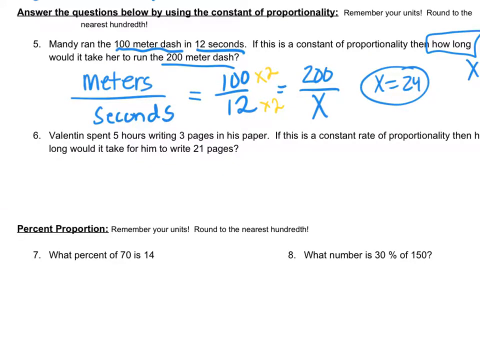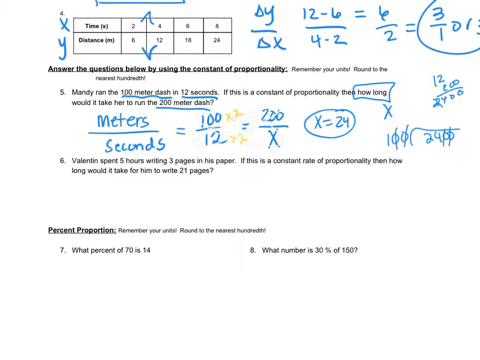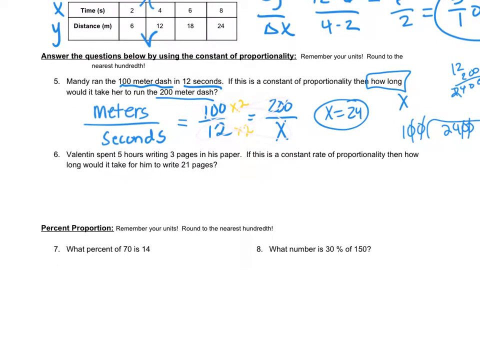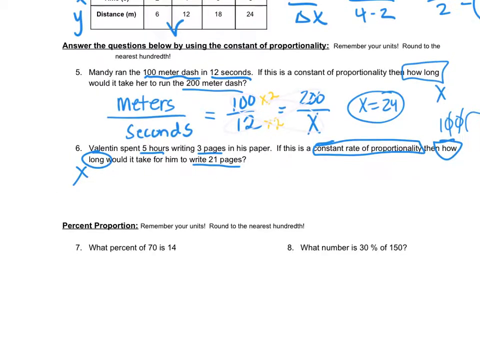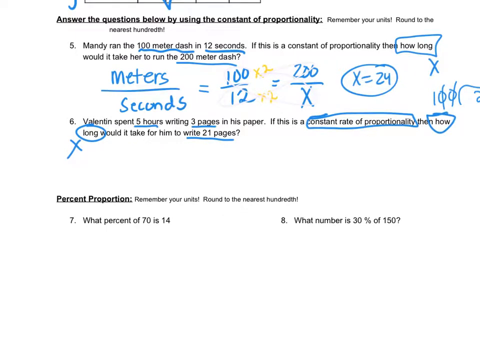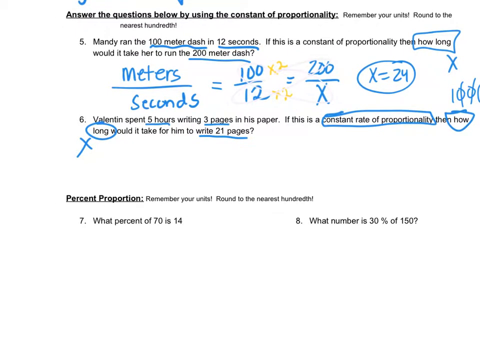I'm still confused. Okay, then on number 6: Valentine spent 5 hours writing 3 pages in his paper. If this is a constant rate of proportionality, how long, so that's my X, would it take for him to write 21 pages? So what are the two things we're comparing? Hours and pages. Okay, so the amount of pages he writes depends on how many hours it takes.